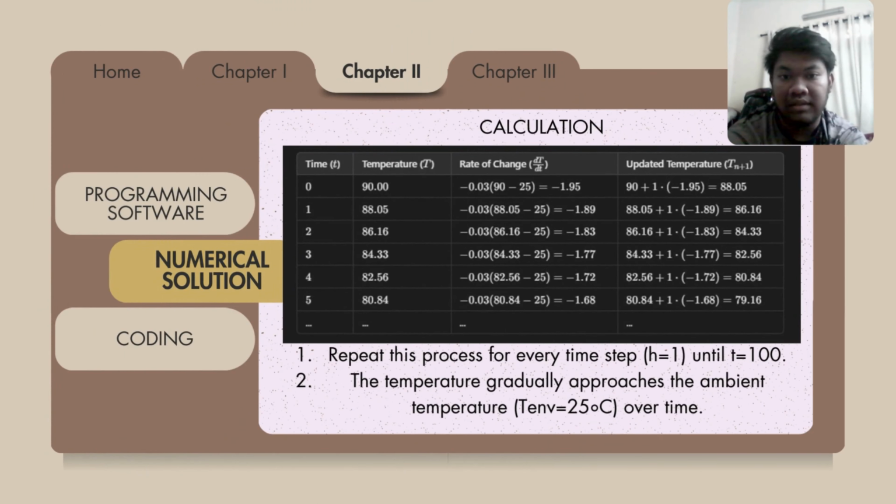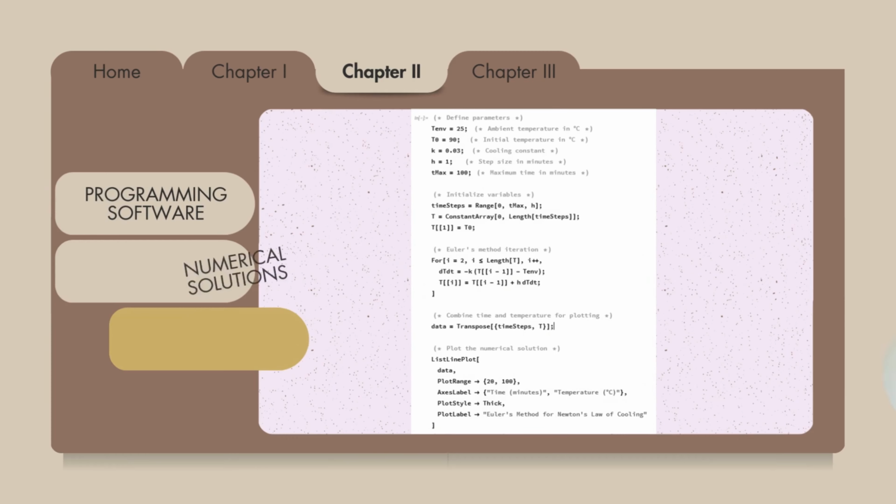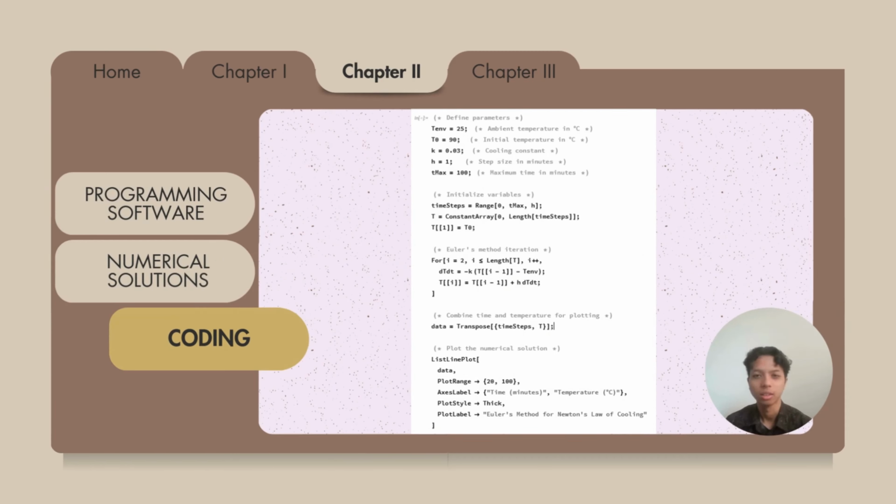So we substitute all the values and we repeat this process for every time step, with h equal to 1, until time equals 100. The temperature gradually approaches the ambient temperature, which is T ambient equal to 35 degrees Celsius, over time. So now we go to the coding section. We use Euler's method because it is a straightforward numerical technique that helps approximate solutions to differential equations.